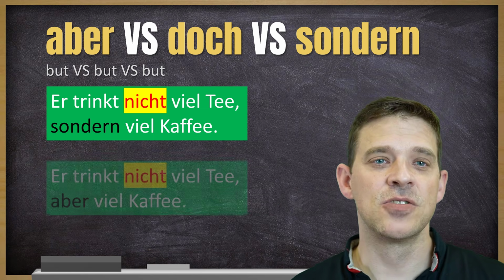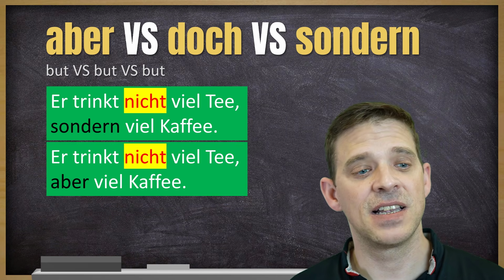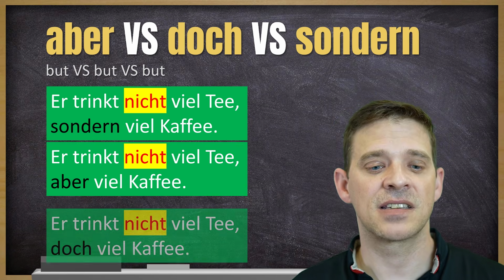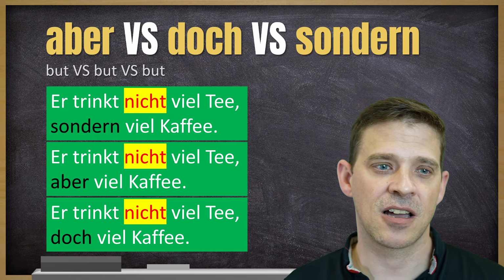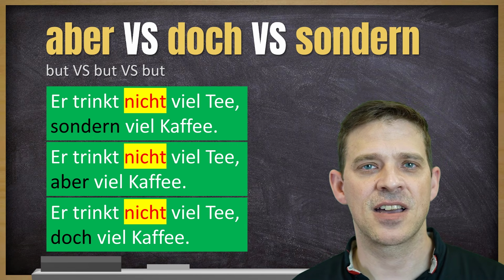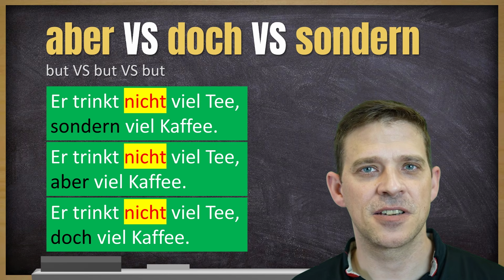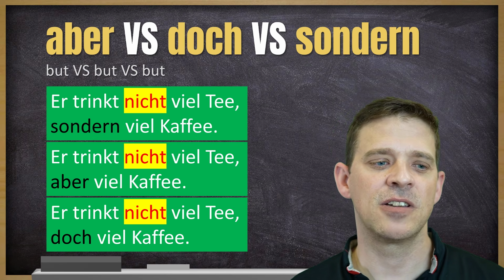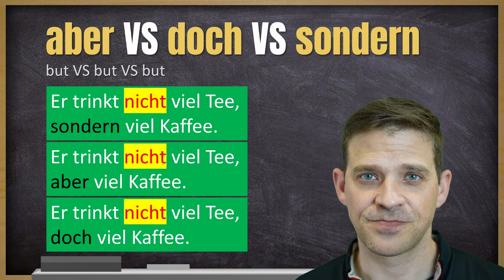You can still use the other ones. You can say, er trinkt nicht viel Tee, aber viel Kaffee. Oder er trinkt nicht viel Tee, doch viel Kaffee. But important, if it's negative, then you can use all three. If the sentence before is positive, it's only for aber und doch.